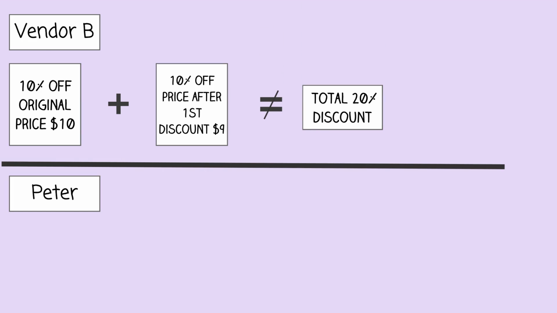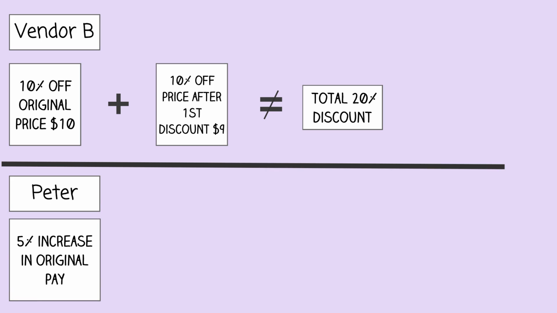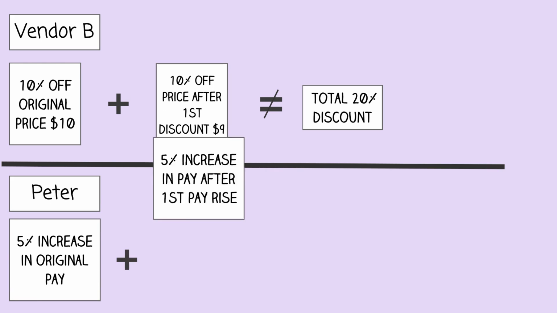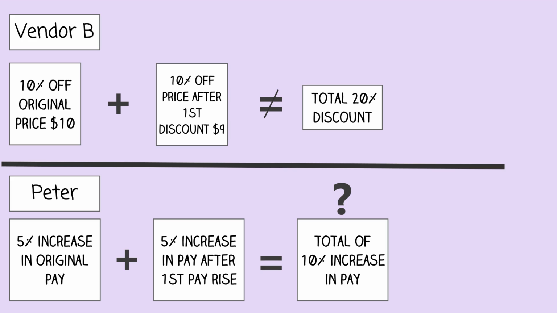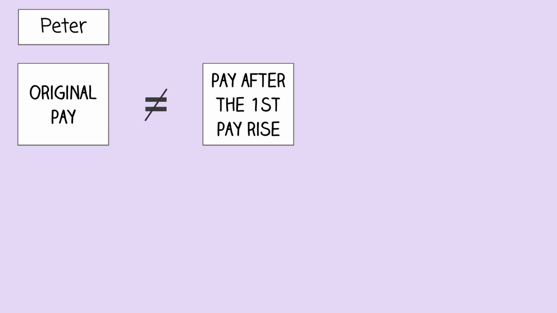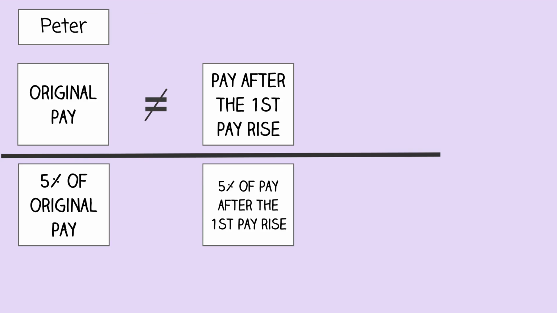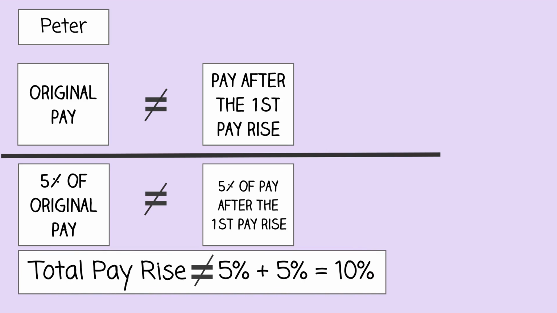Now in Peter's case, do you think a 5% increase on his original pay, plus another 5% increase on his pay after the first pay rise, means Peter gets a total of 10% increase from his original pay? The original pay is not equal to the new pay after the first pay rise. So, 5% of the original pay is not equal to 5% of the new pay after the first pay rise. Hence, we cannot say the total pay rise is 5% plus 5% equals 10% increase of the original pay.